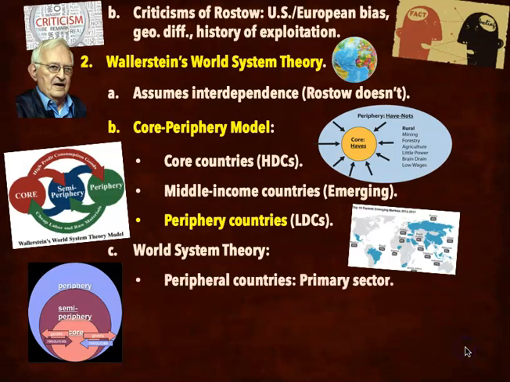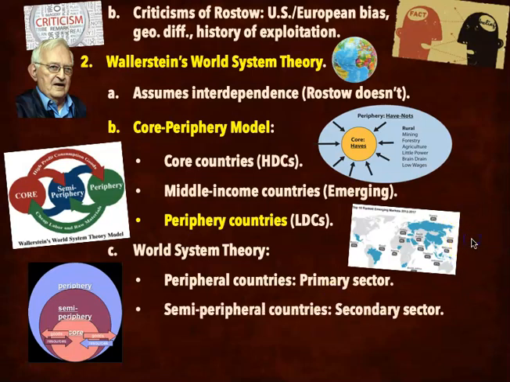I'm going to go back up here and connect to that core periphery model. Those peripheral countries, those LDCs, are primary sector. In other words, the focus is on natural resources, obtaining natural resources, whether through agriculture, mining, things like that. That is one part of the world system theory.